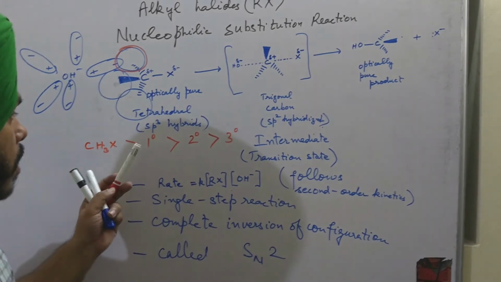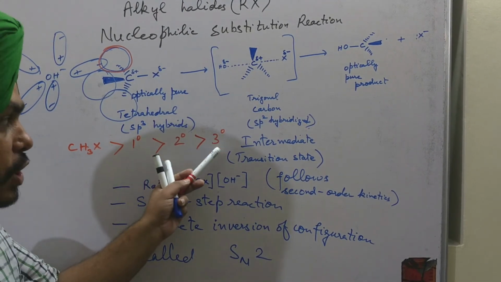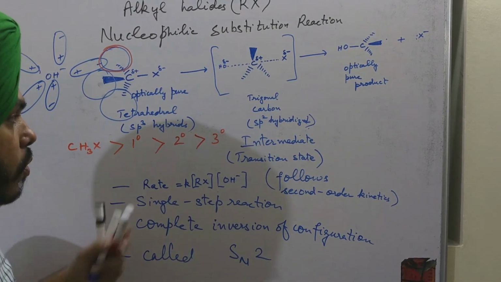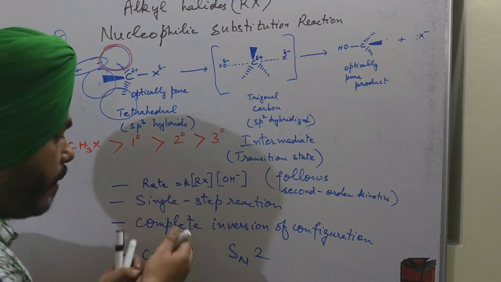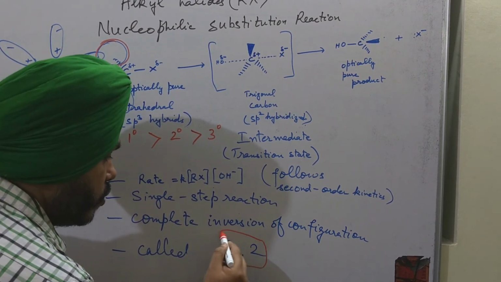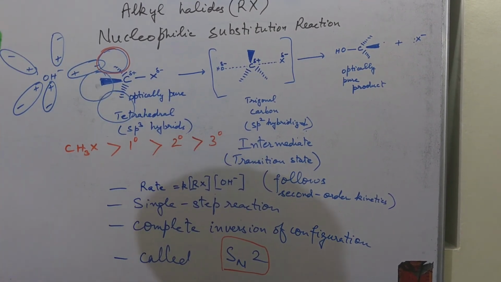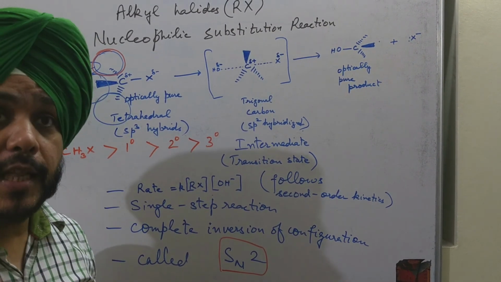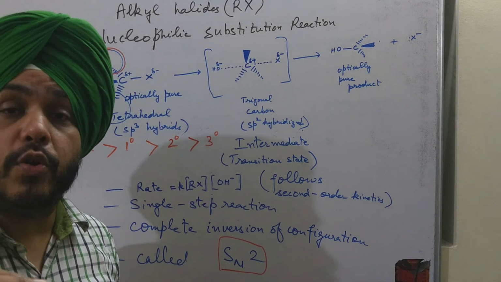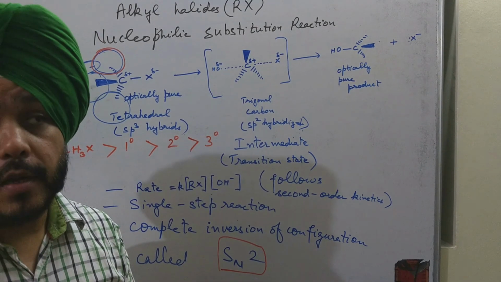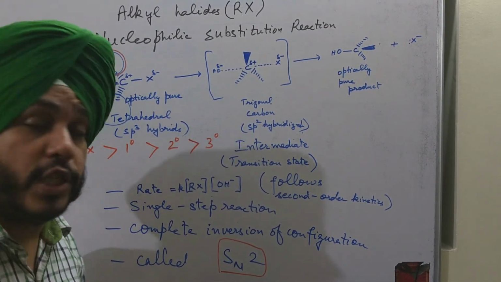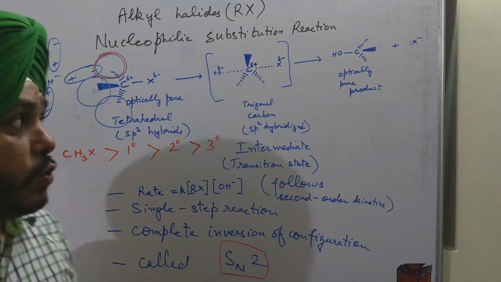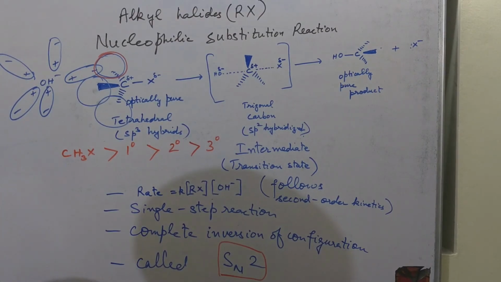The tertiary alkyl halides undergo reaction very slowly by this kind of SN2 reaction. However, the reactivity of tertiary alkyl halides is still greater, but they undergo reaction by some other mechanism which is called SN1. So that is about nucleophilic substitution by second order kinetics.